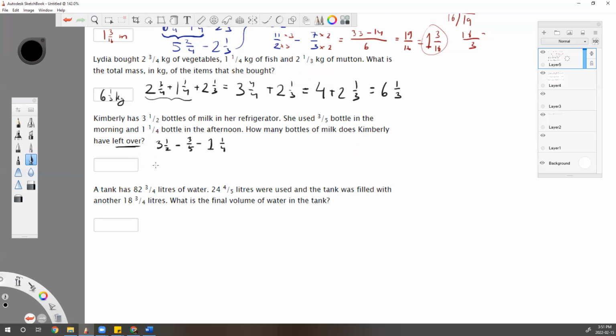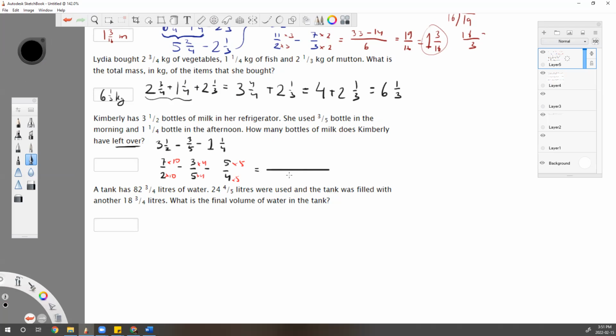Now every denominator is different, so you need to change the mixed fraction into an improper fraction. 2 times 3, 6, plus 1, 7 over 2, subtract 3 over 5, subtract, okay, 4 plus 1, 5 over 4. They have 3 different denominators, and you need to find the least common multiple. 2, 5, 4, I think of 10, cannot, because 4 cannot be multiplied by something to become 10. I think of 20, right? 20 is 10 times 2, 4 times 5. How simple it is when you know the least common multiple, right?